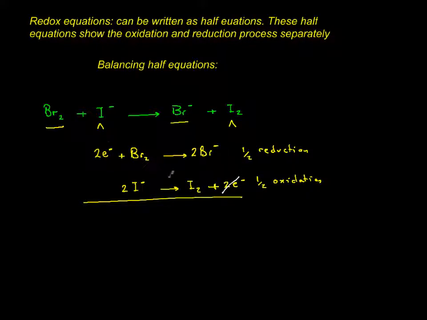The last thing to do is sum them up, and electrons have to cancel each other out. Those that are gained and lost should be exactly equal. So final answer, the balanced version is just having a coefficient of 2 for the halides.